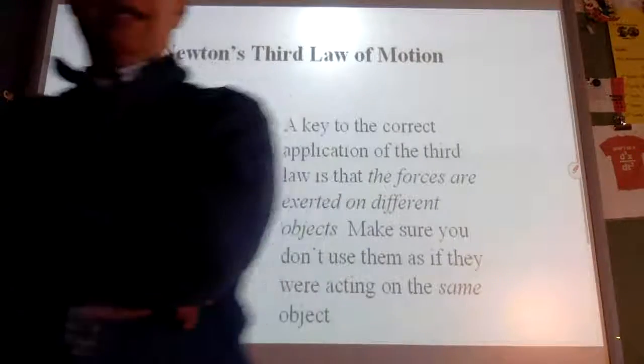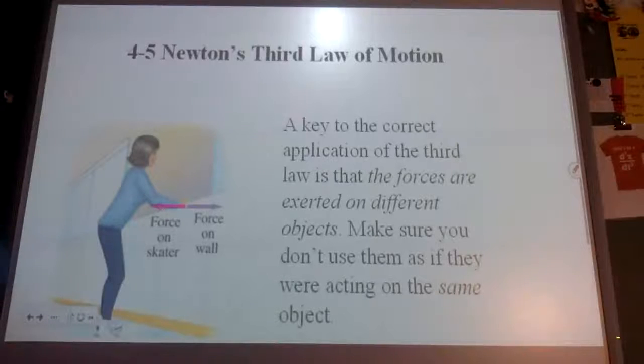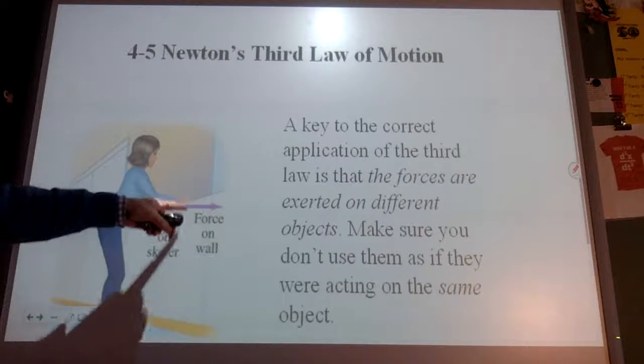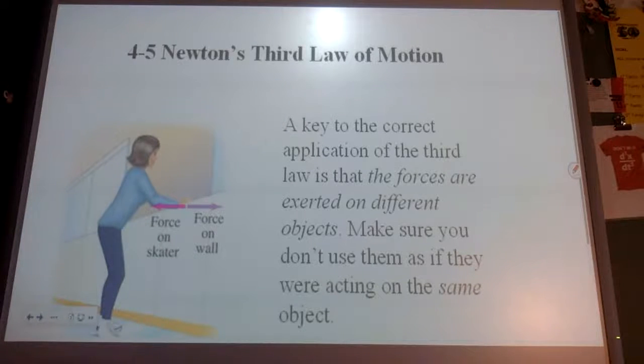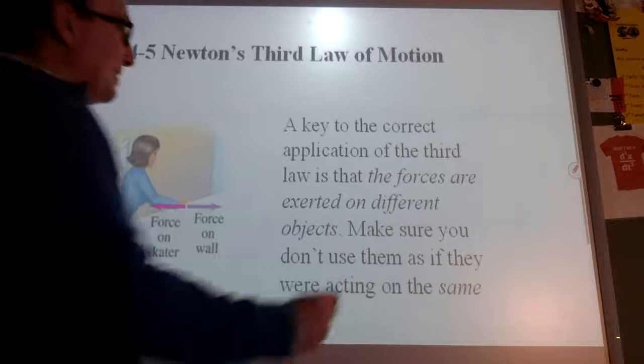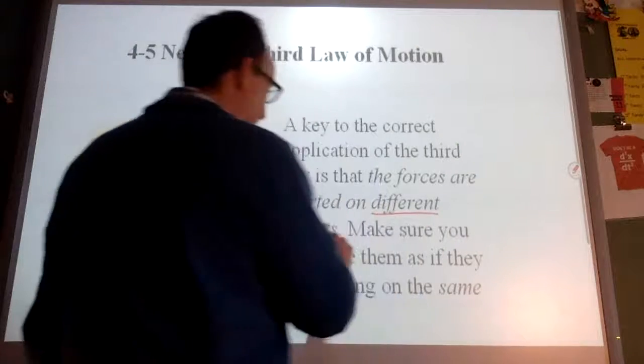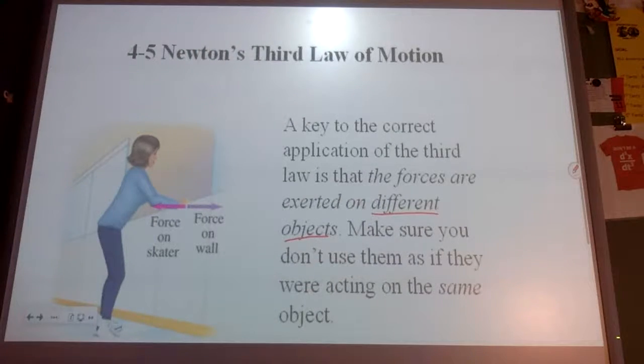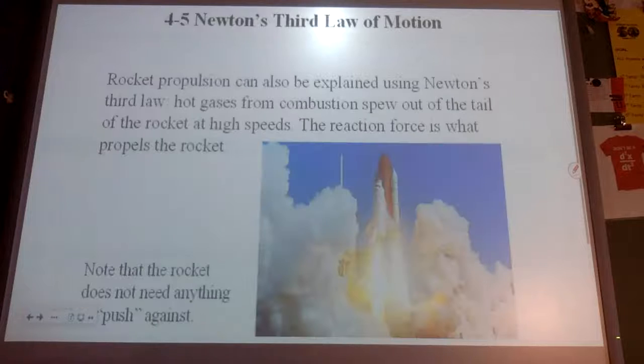Here's yet another example from the textbook where the person is pushing on the wall and the wall is pushing back on the person. So it's always on different objects, and that's why they don't show up in the same F net.